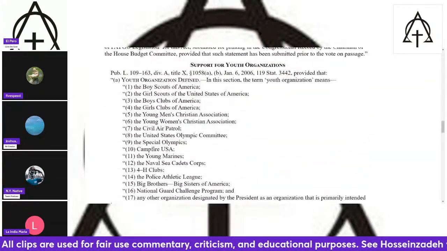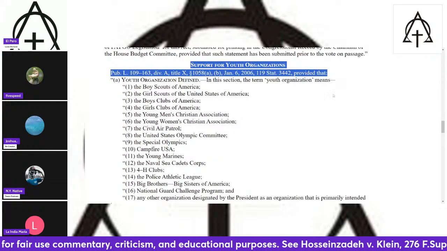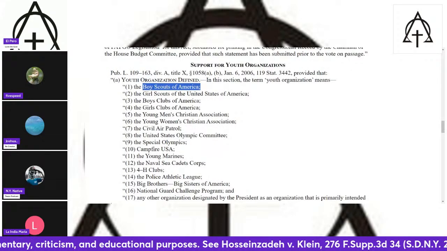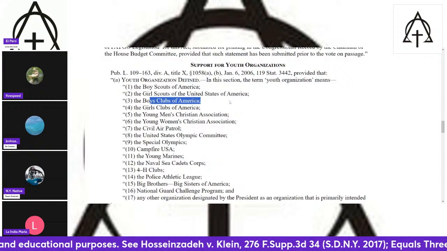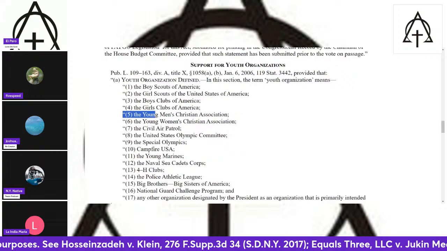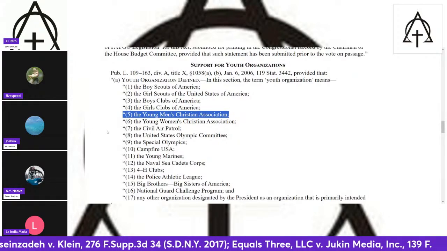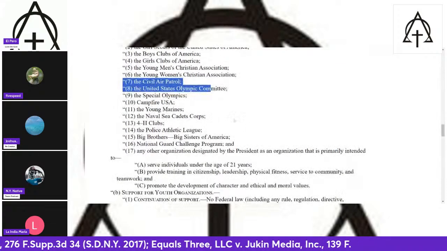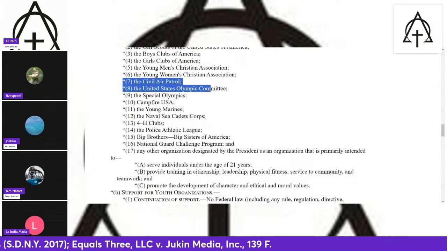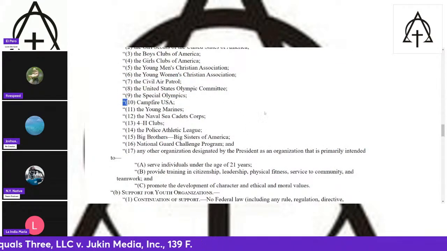And notice these are all youth organizations under the military. Boy Scouts is military. Girl Scouts is military. Boys Club is military. Girls Club is military. Young Men's Christian Association is military. Civil Air Patrol, all military. United States Olympic Committee, military. Special Olympics, military. My God.